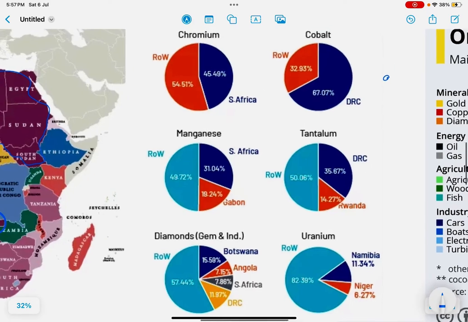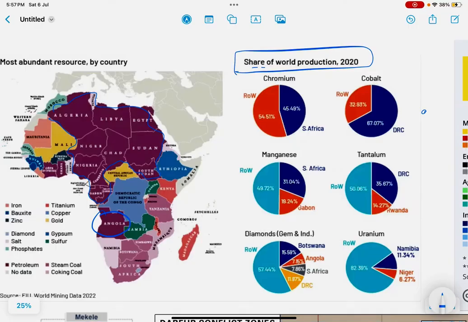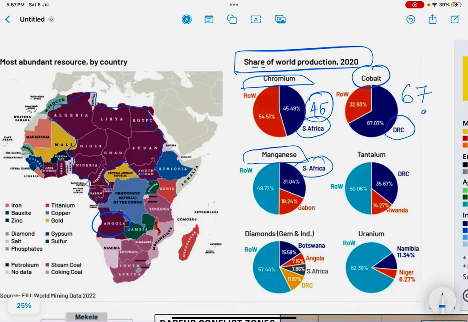So this is an important pie chart. Let's see share of world production. What percentage of the product is being produced by the African states? So for example, chromium, South Africa produces 45% of world's chromium. Cobalt, DRC produces 67% of world's cobalt. Manganese, South Africa produces 31% of world's, and Gabon produces 19% of the world. Tantalum, again DRC is 35% of world's tantalum, and Rwanda is 14%.